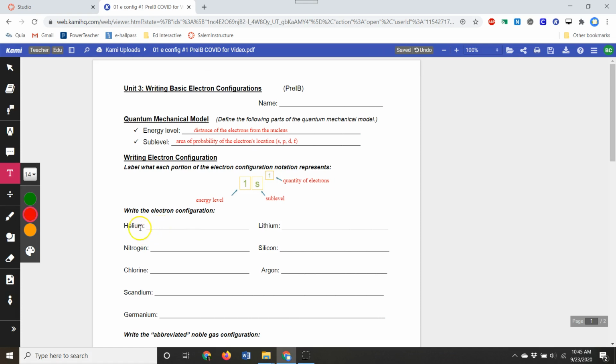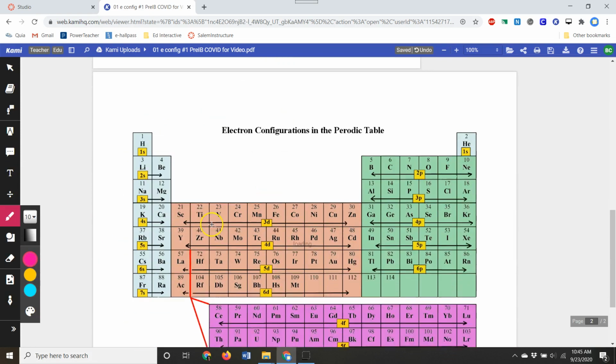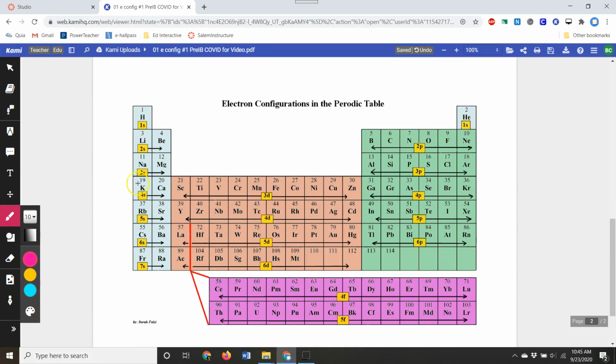The first element that you're asked to describe the electron configuration of is helium. So what we're going to do is look at helium on the periodic table. Helium is located in the first row. So the first thing we're going to do is look at its row number, which is 1. And we're going to count over the number of squares to get to helium. 1, 2. And it's in the S sublevel.